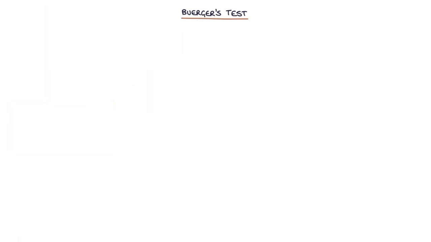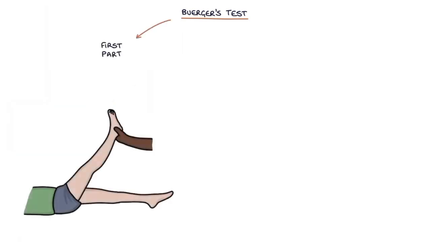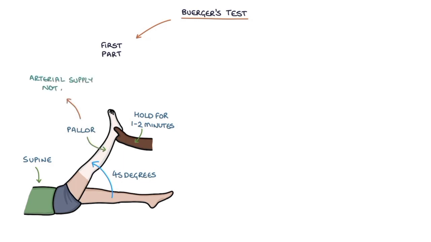There are two parts to the test. The first part involves lying the patient on their back, or supine, lifting the patient's legs to an angle of 45 degrees at the hip, one at a time, holding them in that position at 45 degrees for 1 to 2 minutes, looking for pallor in the leg. If the leg goes pale, this indicates the arterial supply is not adequate to overcome gravity, and this suggests peripheral arterial disease.